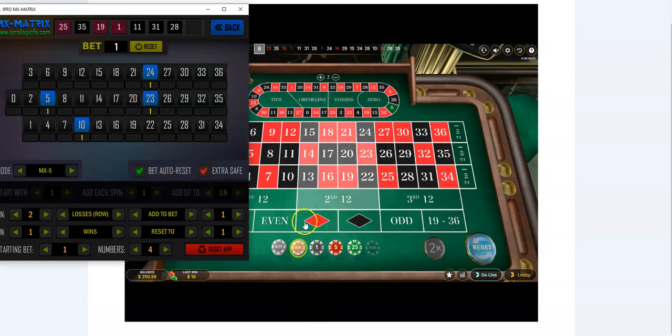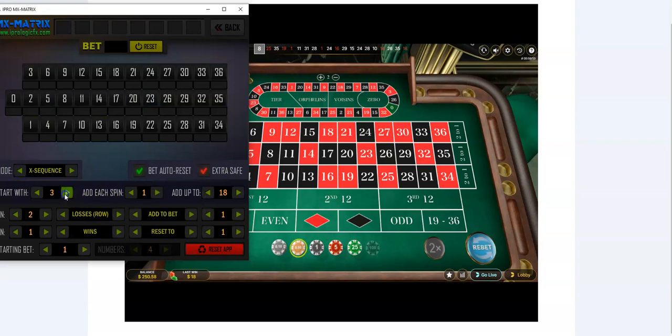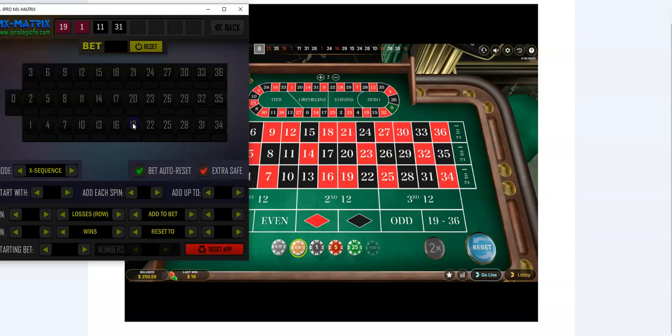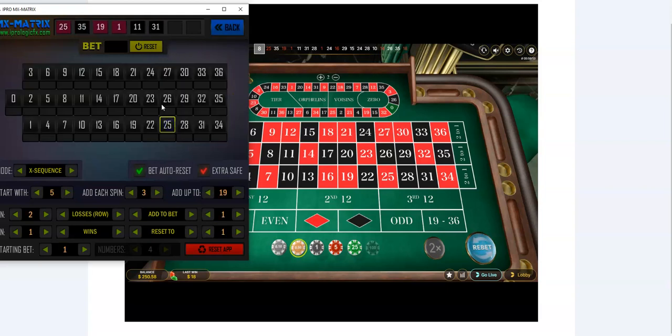And I was using this method. See? I can just as easily go to sequence and say, okay, I want 5 numbers. I'm going to add 5. Actually, I'm going to add 3, and I'm going to top it off at 19. After 2 losses, I'll add 1. So let's go here. 31, 11, 1, 19, 35, 25, and 8. Again, I encourage everyone to please try to find your own setup so you'll be comfortable.